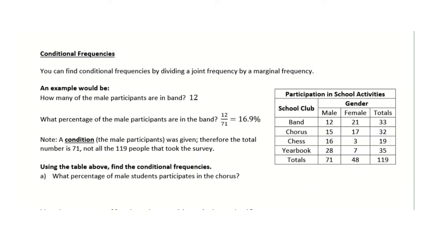So far with marginal and joint frequencies, we've always divided by the total number of students surveyed to get a percentage. Now with conditional frequencies, we might not be dividing by the total number of students. So it's important that you're reading these questions carefully. It says you can find conditional frequencies by dividing a joint frequency by a marginal frequency.